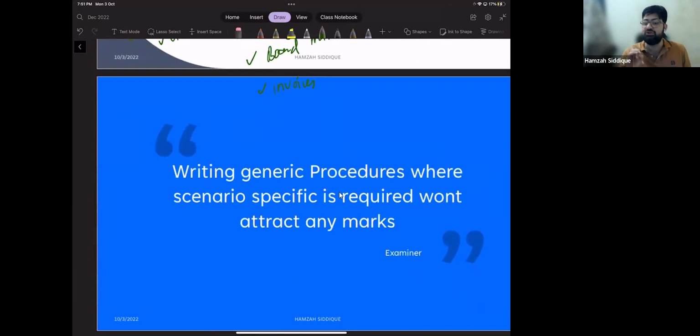You see here, this is your examiner's word. Writing generic procedures where scenario specific is required won't attract any mark for you. It won't attract any mark. Remember that. You must write scenario specific audit procedures. Remember that.